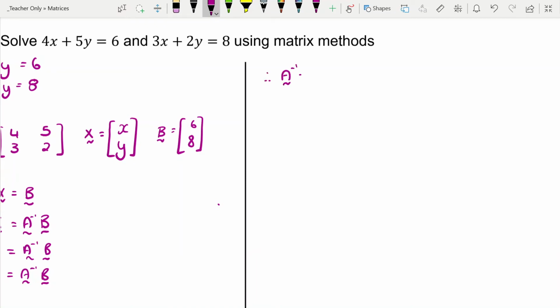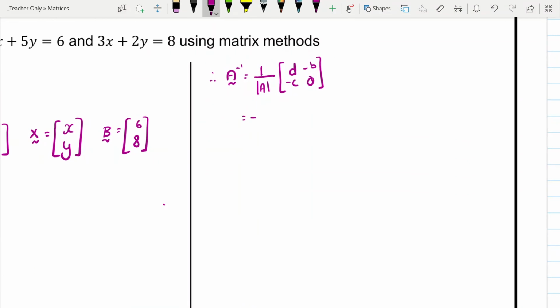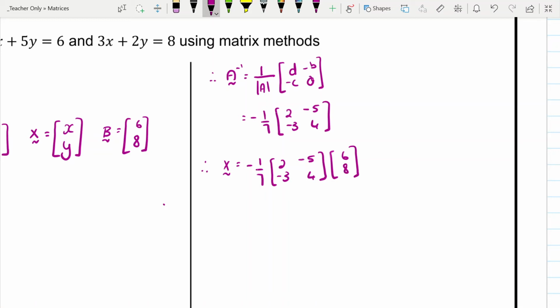so now our inverse will be 1 over our determinant of A, and we swap our A and D, and we have negative B and negative C. So that's going to be negative 1/7 times 2, negative 3, negative 5, and 4. So that then means that our X is going to be negative 1/7 multiplied by 2, negative 3, negative 5, 4, multiplied by 6 and 8.